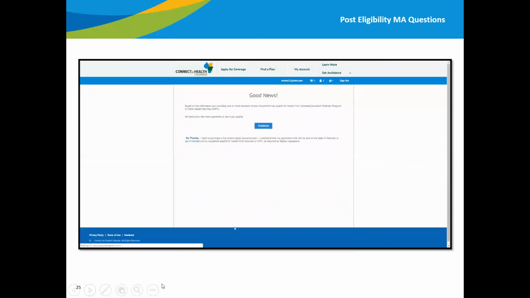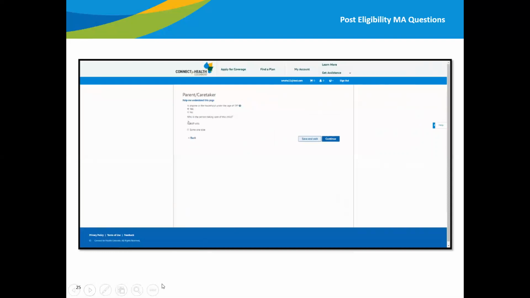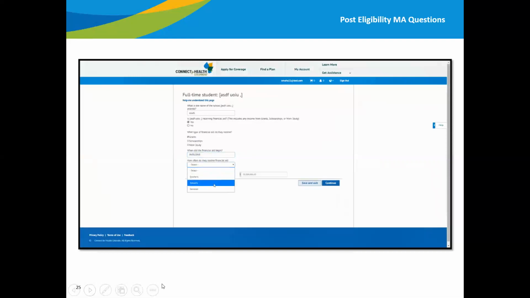So this good news message would make the customer aware that somebody is potentially eligible for Medicaid CHP Plus. By clicking continue, they would get these additional follow-up questions. So this level of detail is required to finalize their Medicaid CHP Plus eligibility. The answers to these questions would not impact the advanced premium tax credit eligibility unless there was a discrepancy entered here between what was entered into the information for the APTC CSR eligibility evaluation.